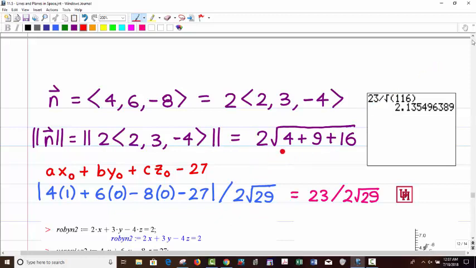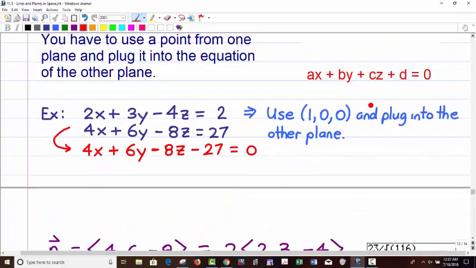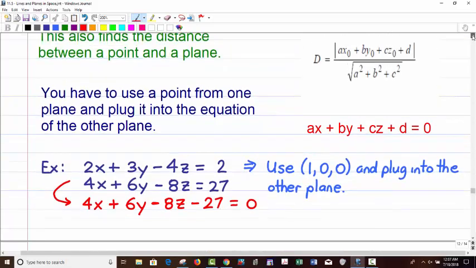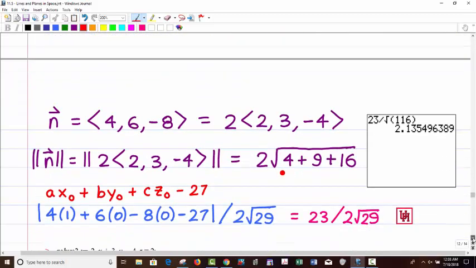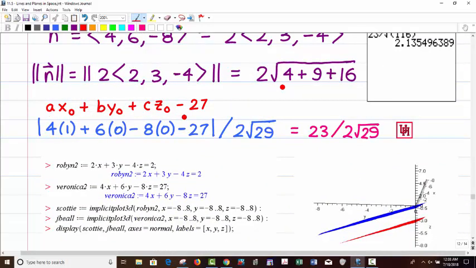And then what you do in that numerator up here is you use this equation right here, the one that you're calling the plane, and the x0, y0, z0 is the point right here that we found from the other plane. So we plug that into here. There you see I have it written right here, and I have 1, 0, 0 plugged in there, of course absolute value, and that turned out being 23. So it's 23 over 2 times the square root of 29, or that would have been the square root of 116 if you had not reversed it.